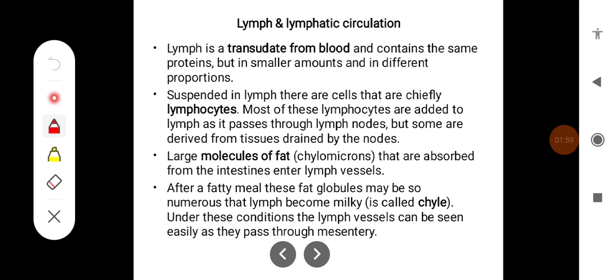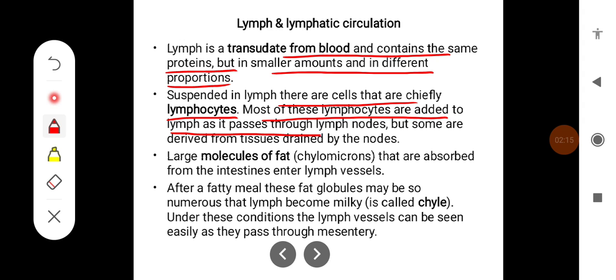Lymph is a transudate from blood and contains the same proteins, but in smaller amounts and in different proportions. Suspended in lymph, there are cells that are chiefly lymphocytes. Most of these lymphocytes are added to the lymph as it passes through the lymph nodes, but some are derived from the tissues drained by the nodes.